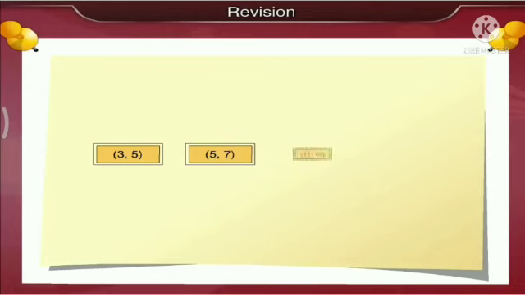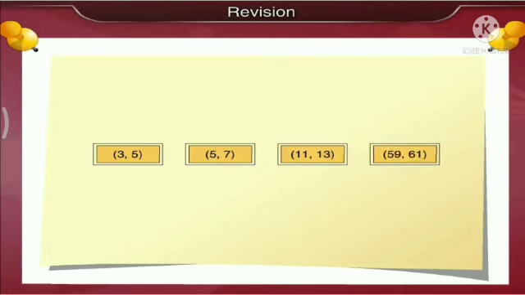Now let us learn the next topic. Some numbers will be displayed on your slide. You have to identify them. The first pair is 3 and 5, then 5 and 7, then 11 and 13, then 59 and 61.